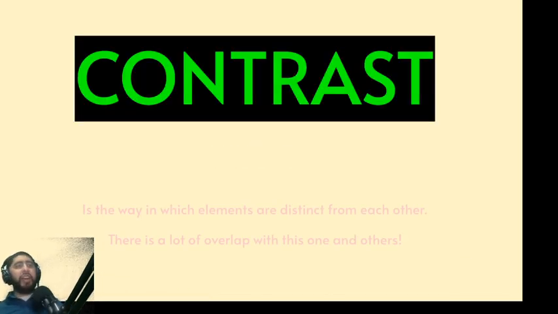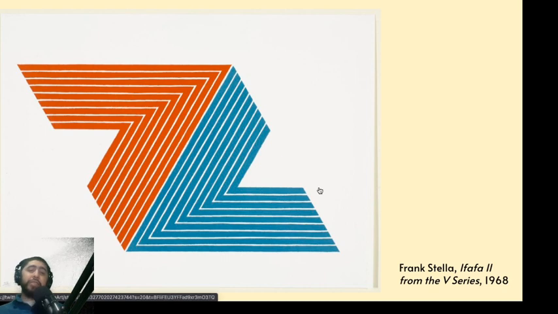Contrast. Okay, this is how things are in relation to each other, their distinctness or how different they are. So this is a high contrast text, where the green and black vibrate off each other, and it's very different from the background, whereas this might be hard to see, which I did on purpose, because it's low contrast, because the text is pretty similar to the background. So this is obviously high contrast because these colors just kind of vibrate off each other, right?